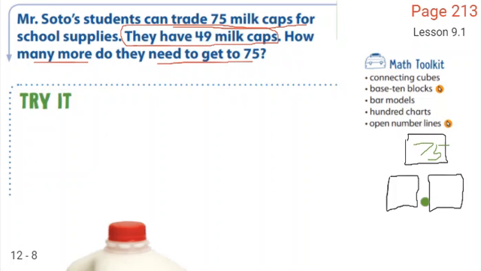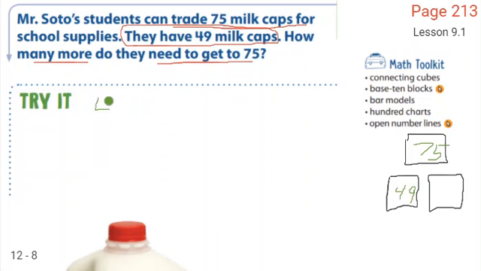They have 49, so that's part of the problem here. So they have 49, right? And how many do they need to get to here? Well, let's take a look at that. And again, I think that this one might be best if we look at it maybe with a fact family. There's just so many different ways. So let's take a look at this here.